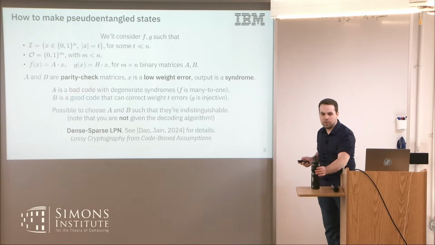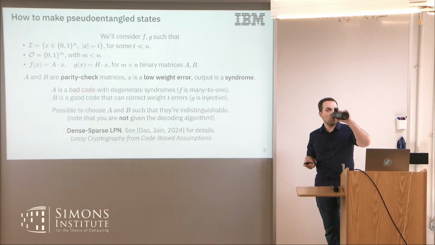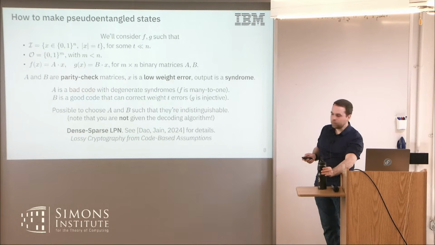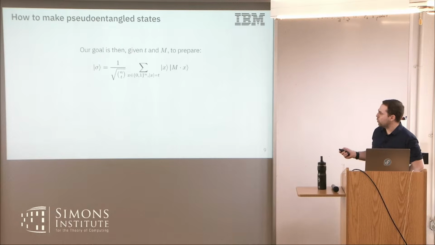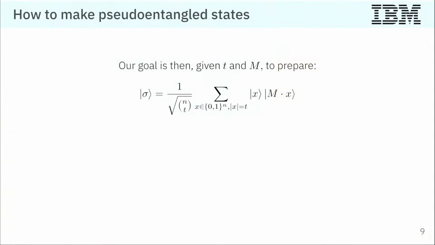Any other questions? Okay. So then here is our goal. As before, we just want to create a superposition over all inputs from our set. In that case, this means all n-bit strings with Hamming weight t. And then in the second register, we'll just compute m times x, where m is a binary matrix, and it's either the good code or the bad code.